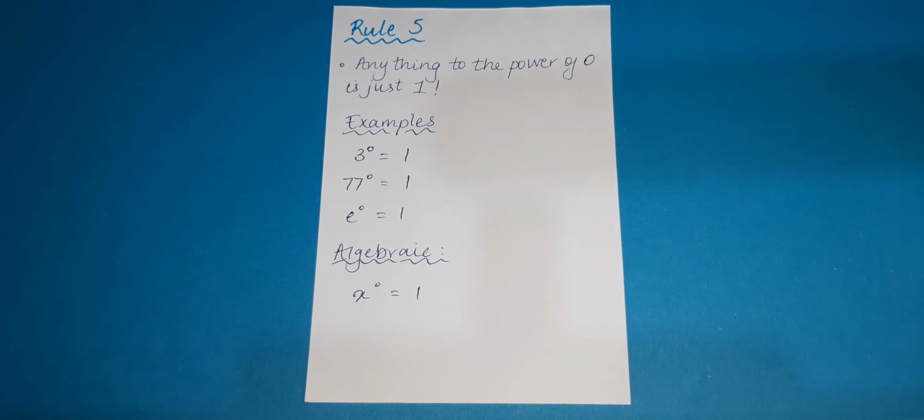Rule number 5. Anything to the power of 0 is just 1. And this is the case with all numbers, all letters, and everything. So 3 to the power of 0 is 1. 77 to the power of 0 is 1. Even e to the power of 0 is 1. So in algebraic terms, we could write this as x to the power of 0 is just 1.